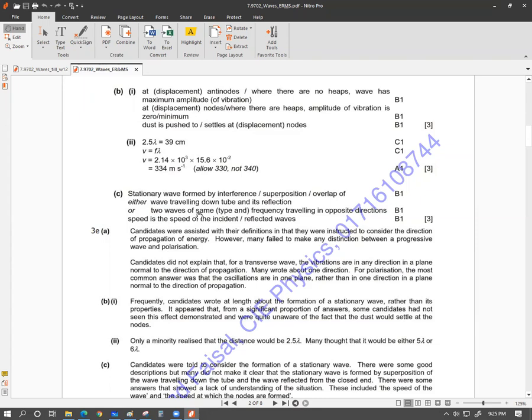If you have a look at the examiner's report, frequently candidates wrote at length about the formation of a stationary wave rather than its properties. So you have to understand that many people fill it up with literature, maybe logical literature about stationary waves, important points, but not pinpointing the part that the examiners are looking for. It appeared that some candidates had not seen the effect demonstrated and were quite unaware of the fact that the dust would settle at the nodes. So now that you have observed it through some YouTube videos, I hope you wouldn't have this problem.